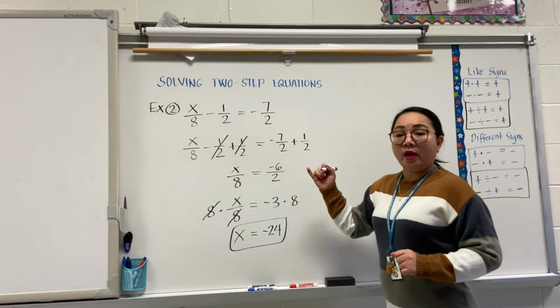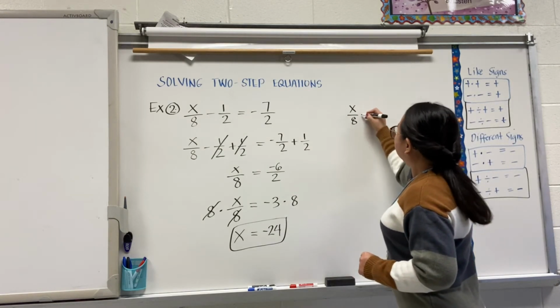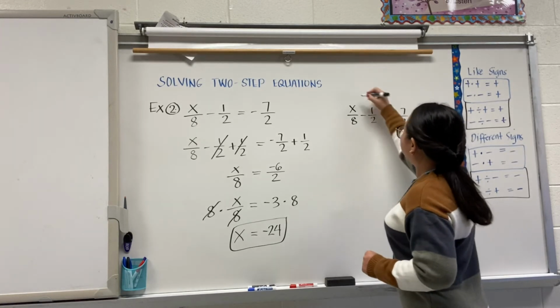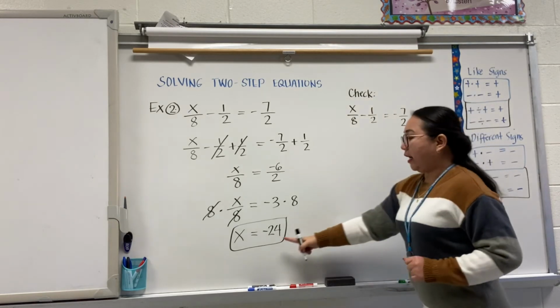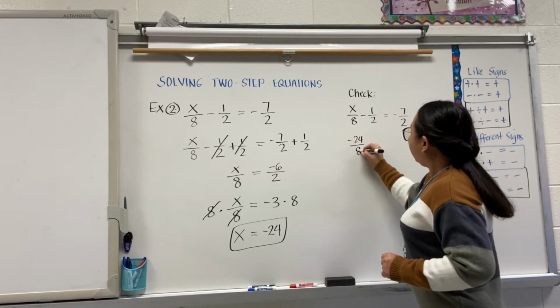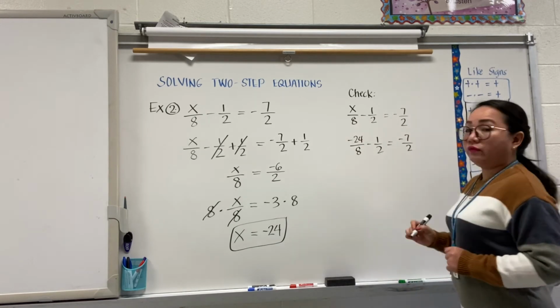So write the equation again. x over 8 minus 1/2 is equal to negative 7 over 2. So we will do the checking right here. So our x is negative 24. So negative 24 over 8 minus 1/2 is equal to negative 7 over 2.